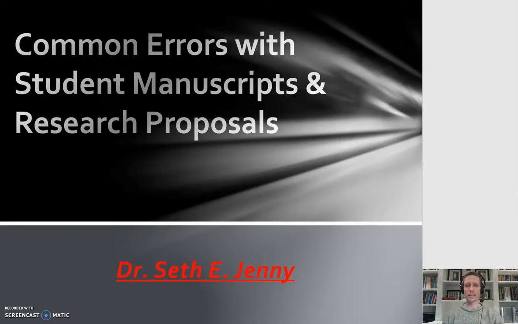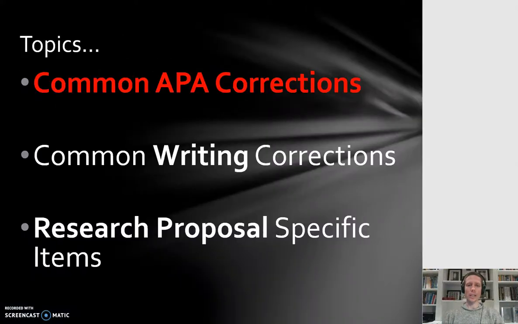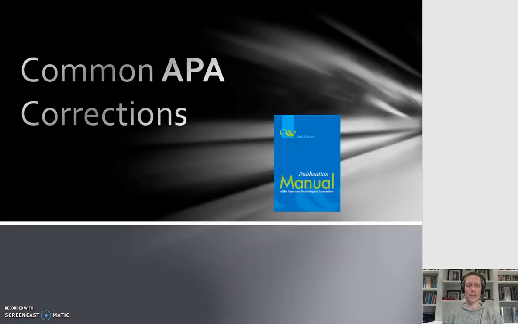This is from 5 to 6 years of teaching undergraduate and graduate level research methods classes. In this first video, we're going to cover common APA corrections, and then look for a couple of follow-up videos on common writing corrections and research proposal specific and literature review specific items. So APA, this is based upon the 6th edition APA manual.